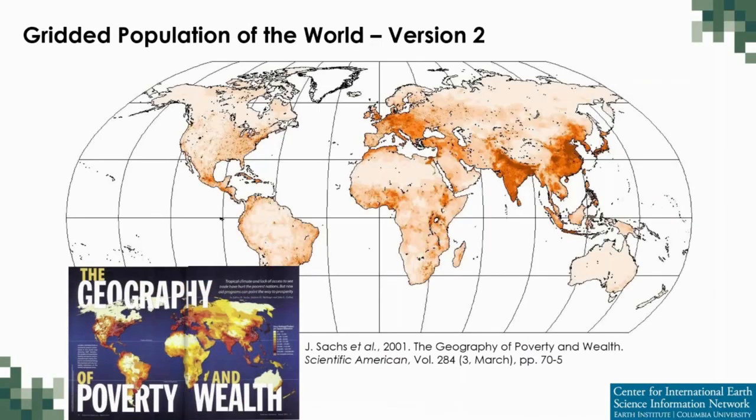The next version of GPW was produced by CSUN, and actually, one of the first major applications was to help map poverty and wealth. This was done by Jeff Sachs, who later became the director of the Earth Institute and therefore my boss. He worked to link the population data with estimates of income and wealth and produced this paper that was published in Scientific American.